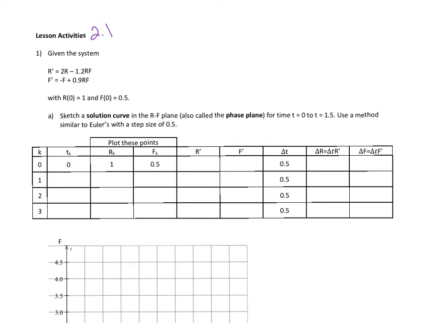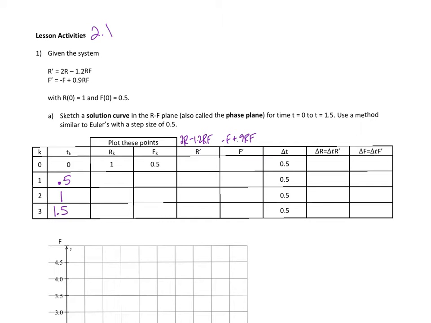So when t is 0, r is 1 and f is 0.5. Those were the given initial conditions. Okay, and I'm going to use a step size of 0.5. So this is going to be 0.5, 1, 1.5. Now I work my way across the table, filling it in. So r prime, remember, is 2r minus 1.2rf, and f prime is negative f plus 0.9rf.